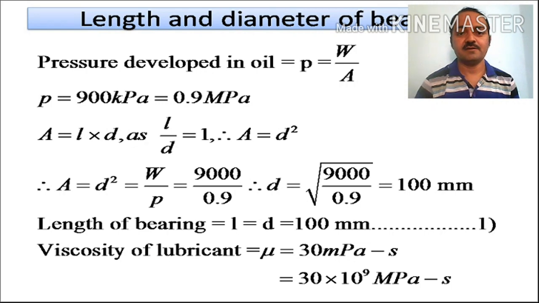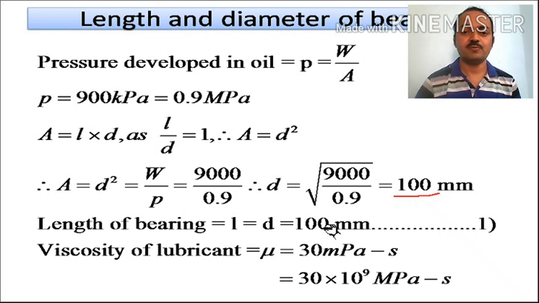Once you write this area as D square and rearrange this particular term in terms of pressure, W by P will be there. So I am putting the value of W as 9000 Newton and pressure as 0.9 megapascal. So I will be getting the diameter D equal to under root of 9000 by 0.9, that is equal to 100 mm. As diameter and length are the same, length and diameter both will be 100 mm.